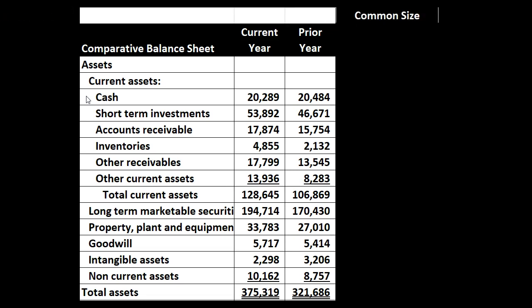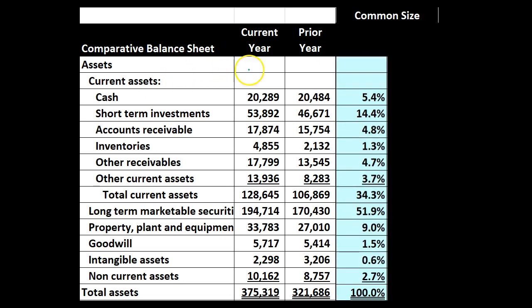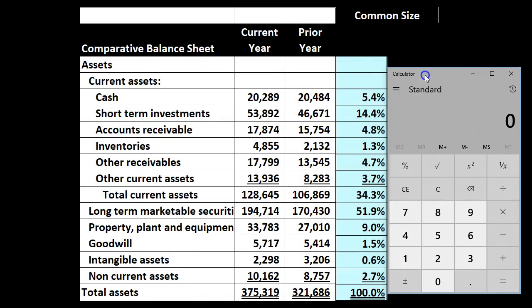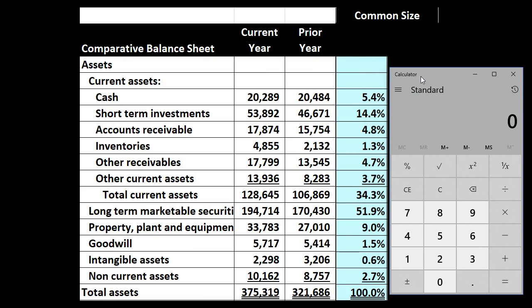So if we went through that, the current year common size statement is going to be the comparison of everything to the total. This is easier to calculate because the total, unlike on the income statement, is on the bottom where you would expect it to be, as opposed to the income statement, where everything is compared to the sales number. So in this case, we have 20,289 divided by the total down here, which is 375,319. That's going to give us 5.4%. So that means that of all the assets that we have, 5% is in cash.